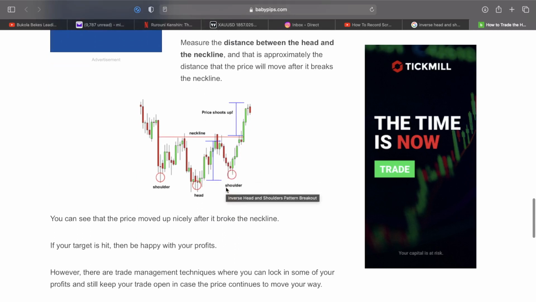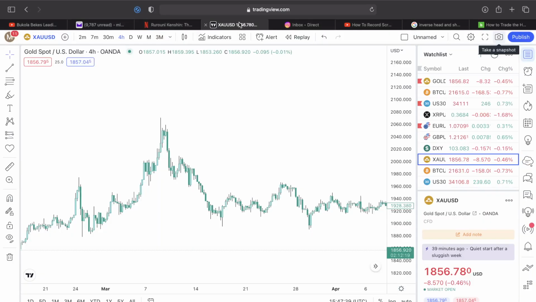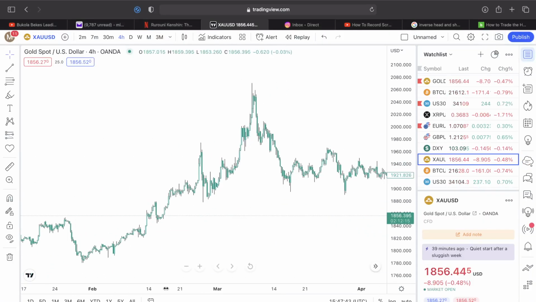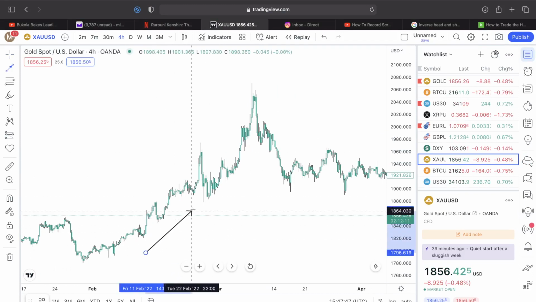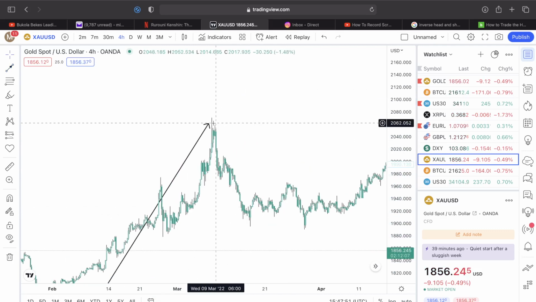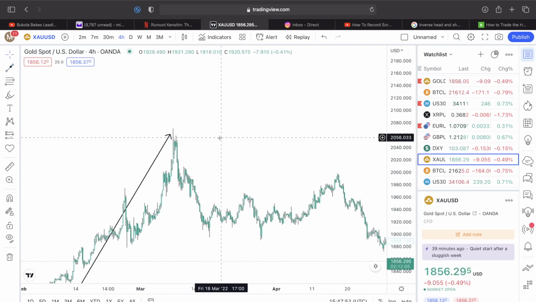So what we're going to do now, real quick, is go on the charts so that you guys understand what it means and how it looks on the charts. So here, as we can see, I'm on gold, 4 hour. We initially wanted to go up, and we wanted to go further, and it didn't happen.